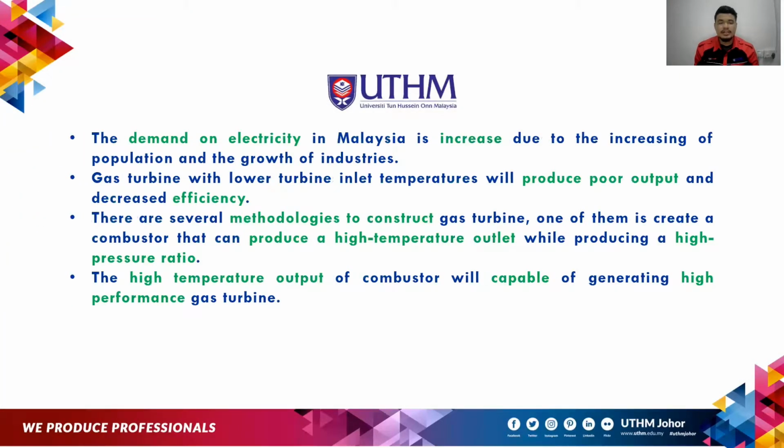The demand for electricity in Malaysia is increasing due to the increasing population and growth of industries. A gas turbine with a lower turbine inlet temperature will produce a poor output and decrease the efficiency. There are several methods to improve the gas turbine. One of them is to create a combustor that can produce a high temperature outlet while producing a high pressure ratio. A high temperature output of the combustor will be capable of generating a high performance gas turbine.